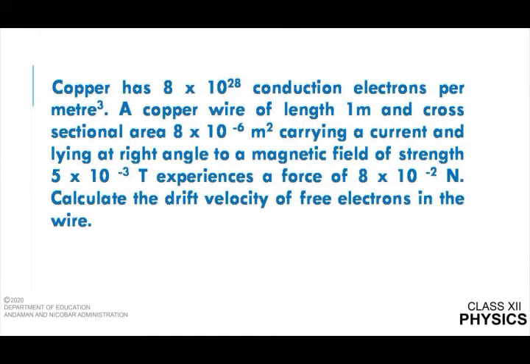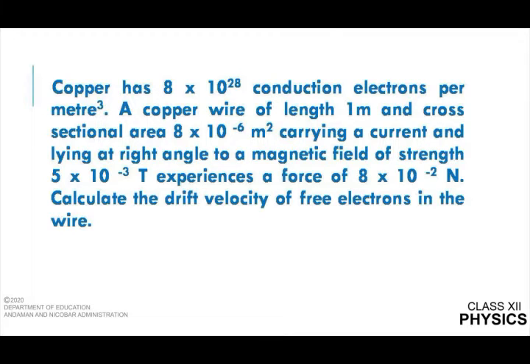A copper wire of length 1 meter. What about the length of the copper wire? They are saying it's 1 meter. The cross-sectional area is 8 × 10^-6 meter square, carrying a current and lying at right angle to the magnetic field of strength B equal to 5 × 10^-3 Tesla, experiences a force of 8 × 10^-2 Newton.